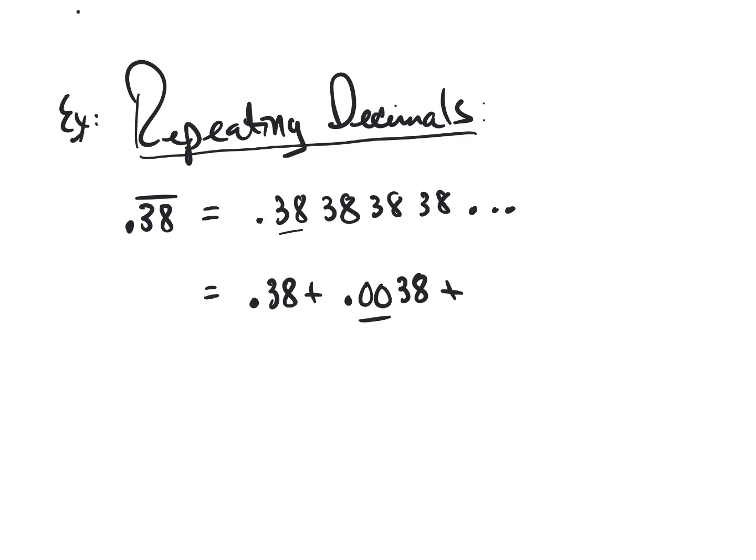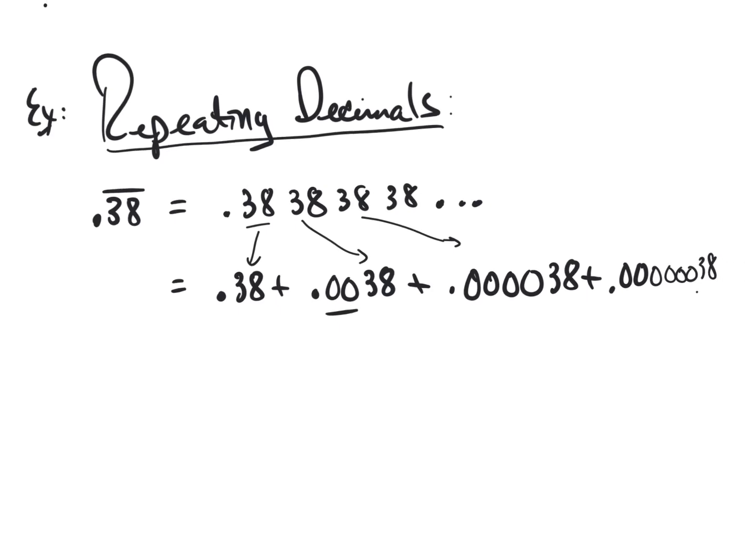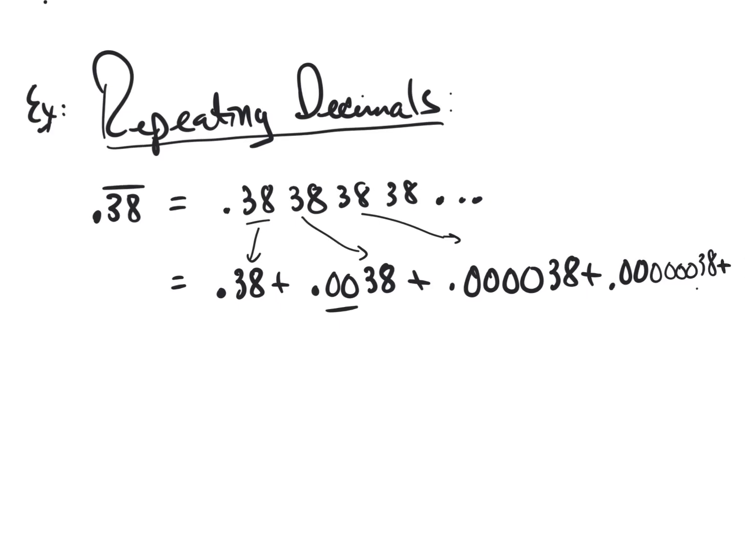Okay, so we've taken care of the first 0.38. We've taken care of the second 0.38. How do we take care of the third one? We have to replace all of the preceding numbers with 0, so it becomes 0.000038. And I'll do one more. The last one, we'd have to have 6 zeros: 1, 2, 3, 4, 5, 6, 3, 8. And we just continue that pattern forever.